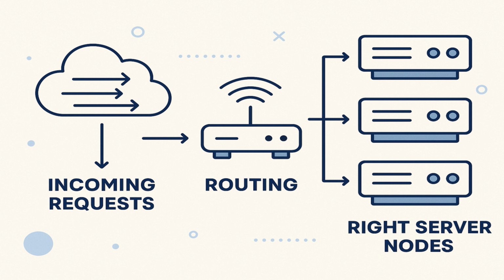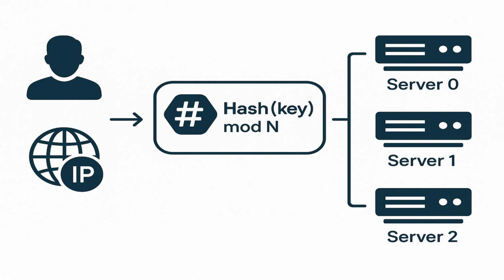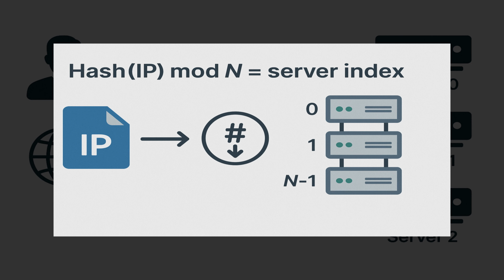In a distributed system, effectively routing the incoming request to the right server is very important. One common method is called hash-based routing. In this, you take something like the user's IP address, hash it into a number, and then apply a mod operation to get the server index where that request will be routed. So basically, this is the formula.